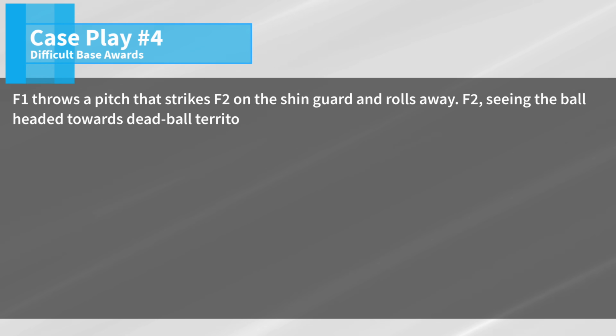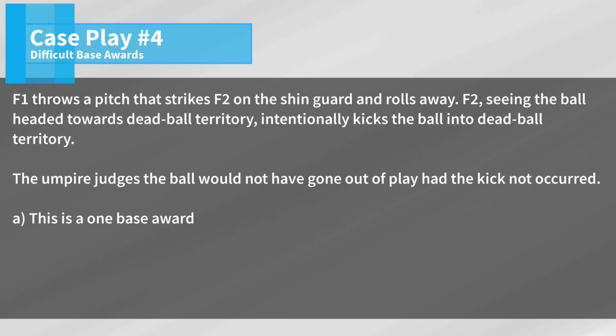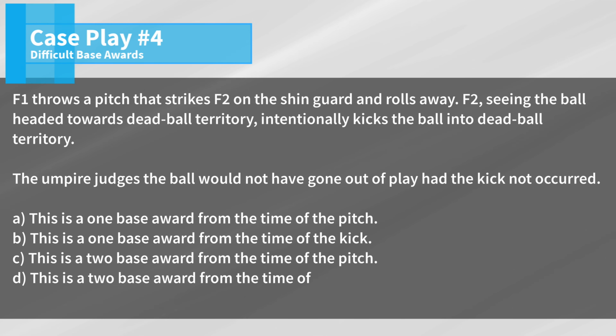Case play number 4. F1 throws a pitch that strikes F2 on the shin guard and rolls away. F2, seeing the ball headed towards dead ball territory, intentionally kicks the ball into dead ball territory. The umpire judges the ball would not have gone out of play had the kick not occurred. Is this A, a one base award from the time of the pitch? B, a one base award from the time of the kick? C, a two base award from the time of the pitch? D, a two base award from the time of the kick?